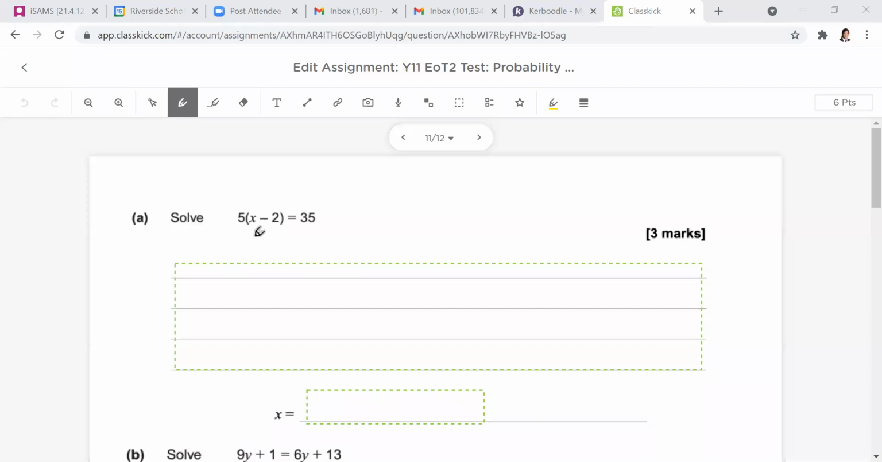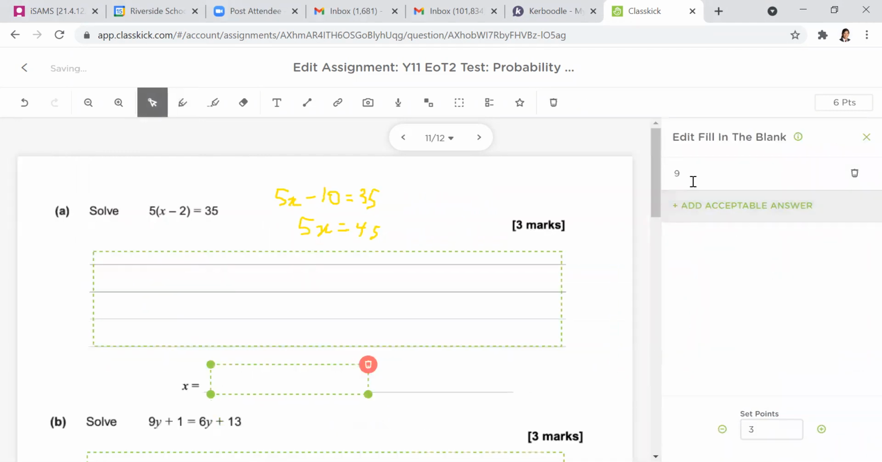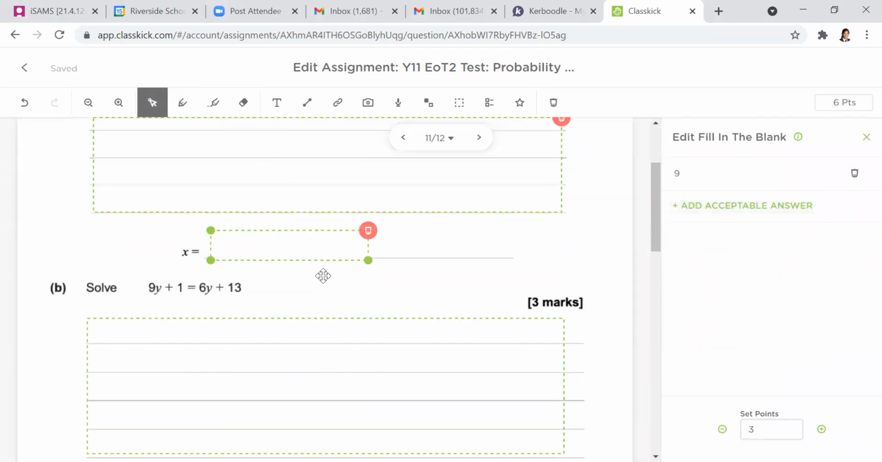Slide 11, where are we? Oh yeah, algebra. This was probably the easiest section besides the fraction one at the end. Okay, we got to expand this. So 5x minus 10 equals 35. Some people had a plus 10 here or something like that. So we add 10 to both sides. I get 5x equals 45, not 25, which means x equals 9. Okay, x is 9 for that one.